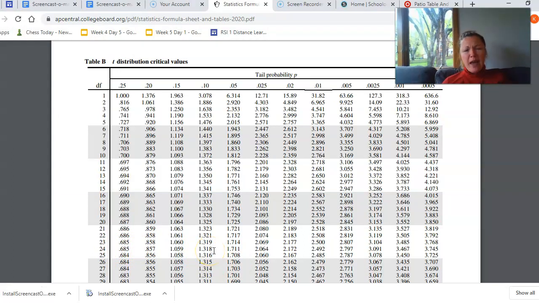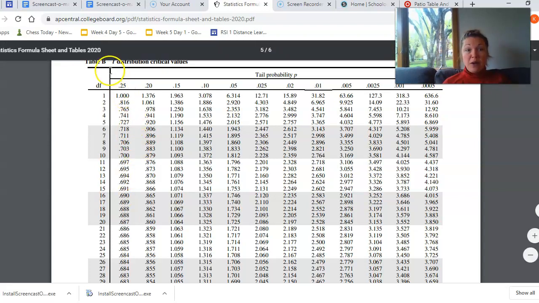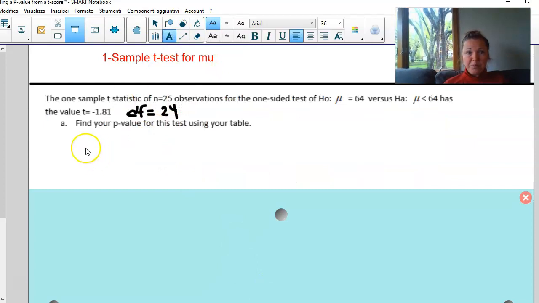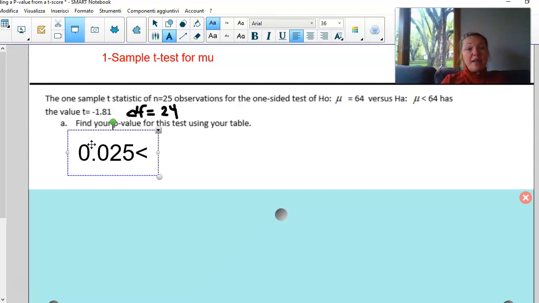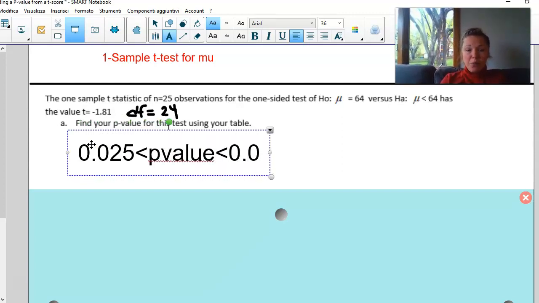Now keep in mind there's no negative in the table. Whenever it's negative, you take the absolute value. So the absolute value of negative 1.81 is 1.81. Our degrees of freedom are 24, and 1.81 is right in between 1.711 and 2.064. Now I scroll up, which means my p-value is in between 0.025 and 0.05. Let's write that down. Our p-value: 0.025 is less than our p-value, which is less than 0.05.